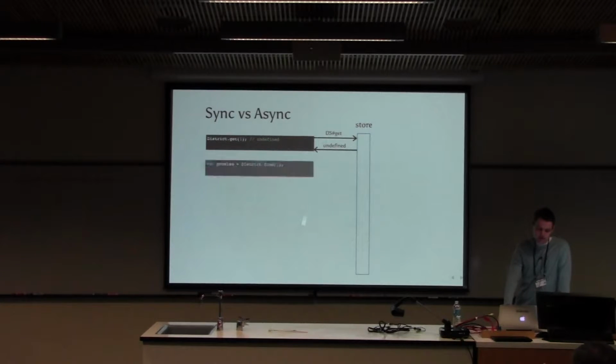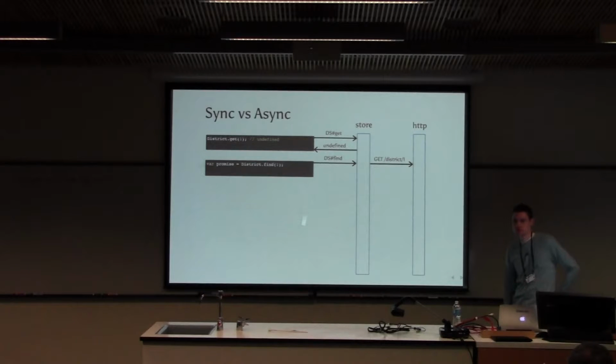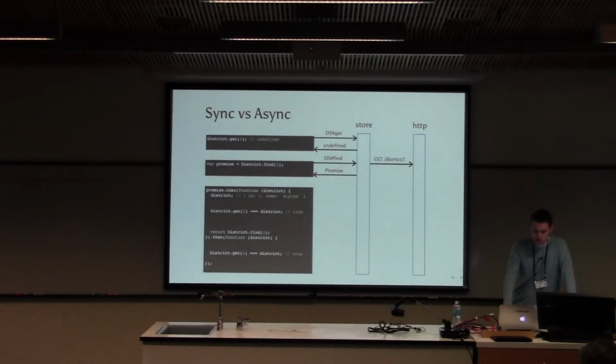Since it's not in the store, I'm going to go find it. HTTP was my default adapter, so it's going to make that GET request on the endpoint using the HTTP adapter, and the call to find immediately returns with a promise. Promises are how it handles asynchronous operations. So it returns a promise immediately, but then after some latency, your backend responds with the district as some JSON, which resolves the promise, and then the district is injected into the store.